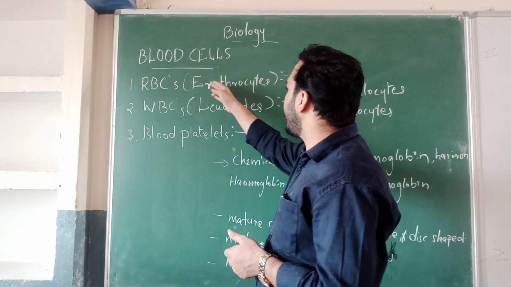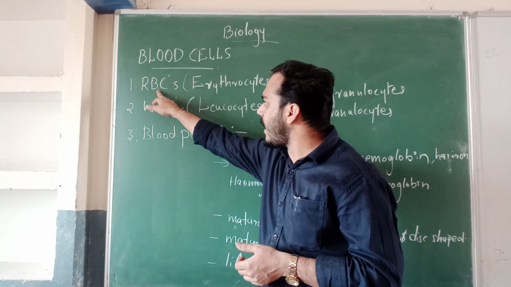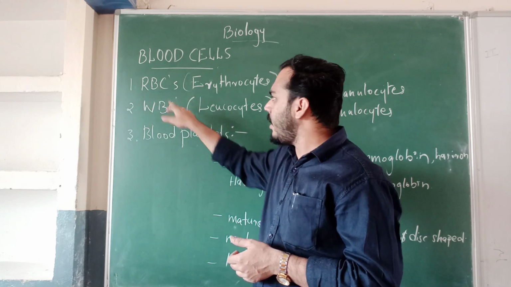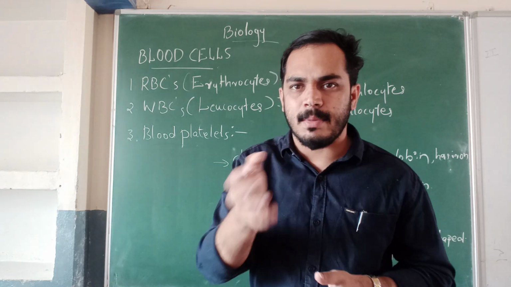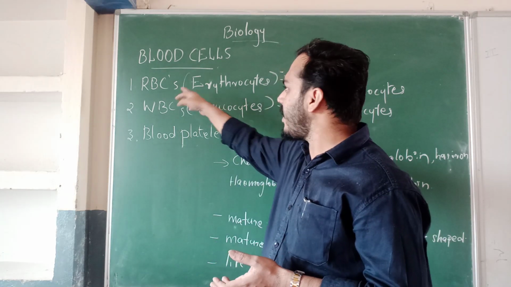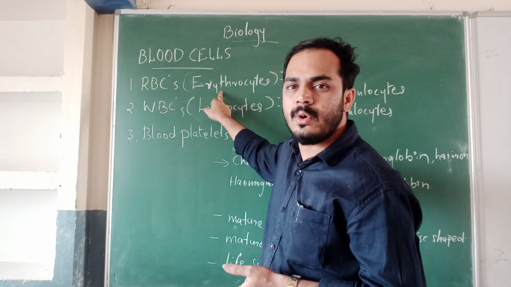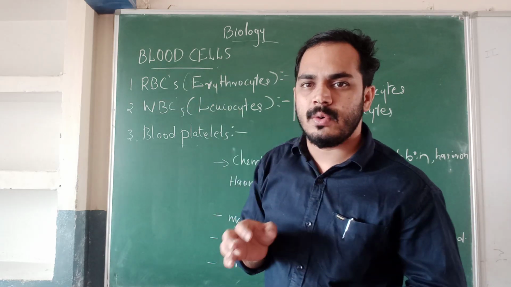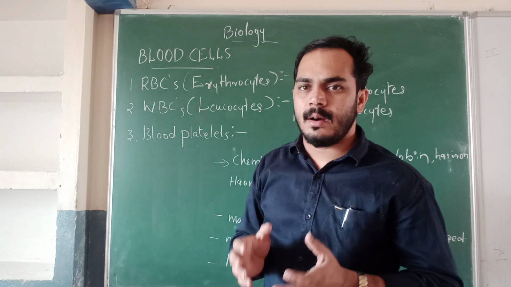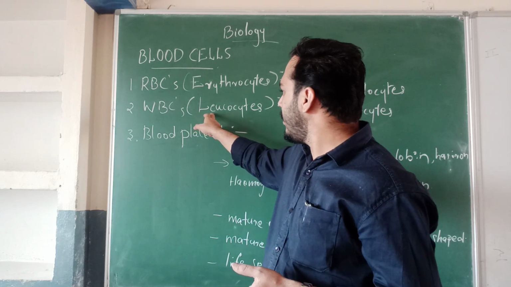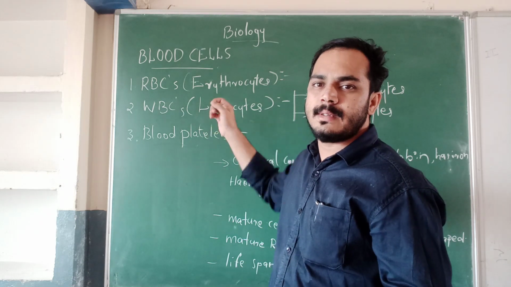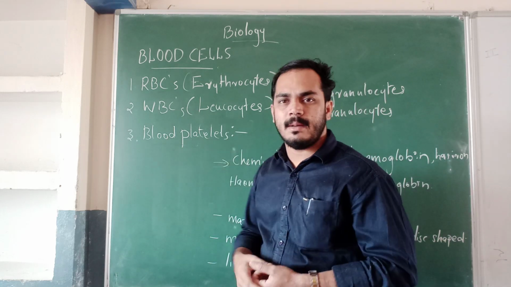The blood cells contain three different types of cells: RBC, WBC and the blood platelets. RBC, the full form, is red blood cells. What's the other name of the red blood cells? That's erythrocytes. Second one, WBC, white blood cells. What's the other name of the WBC? Leukocyte. And the third one, blood platelets.